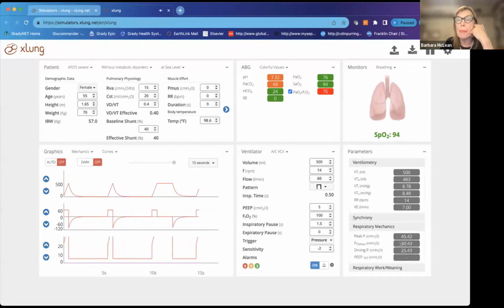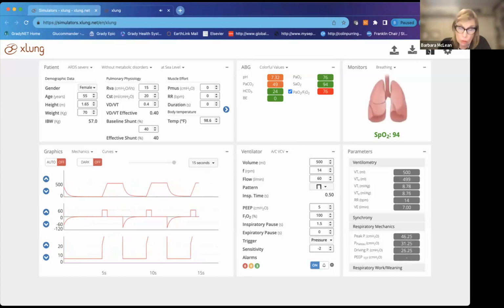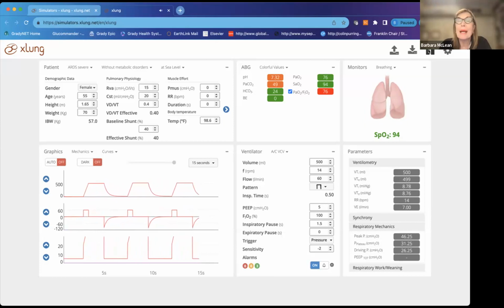And we're going to see that populate over here. That's your plateau pressure. Okay, beautiful. So once we do that, what we're going to expect to see is that our patient's gas exchange is going to improve. So let's see if that happens. It should. It's a simulator, so it may not always behave the way I want it to.